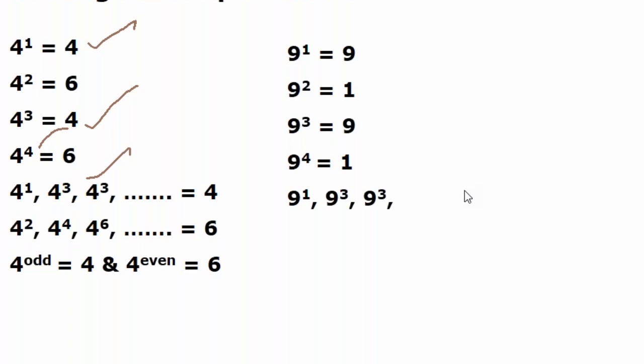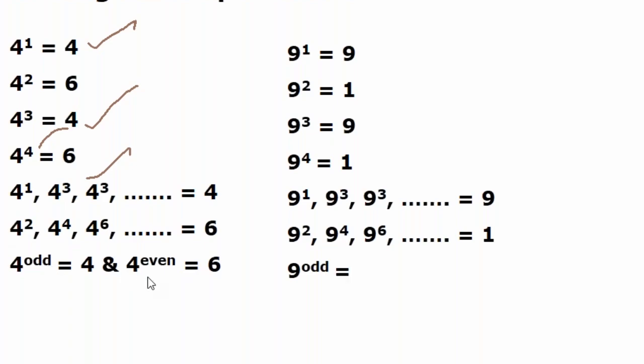You all understood? So same logic. 9 power 1, 9 power 3, 9. 9 power 2, 9 power 4, 1. If the power of 4 is odd, 4. If the power of 4 is even, 6, ma. If the power of 9 is odd, 9. If the power of 9 is even, 1. That is the only thing you have to consider.